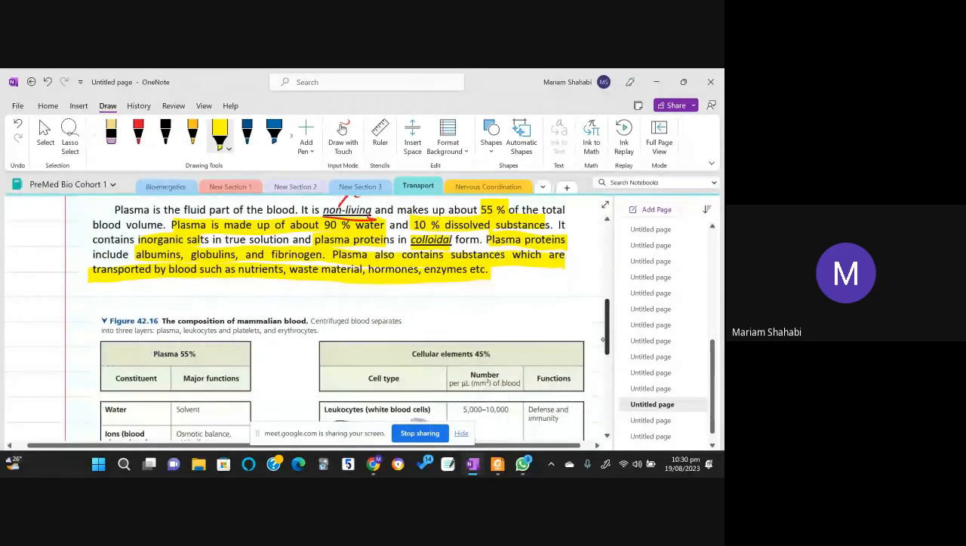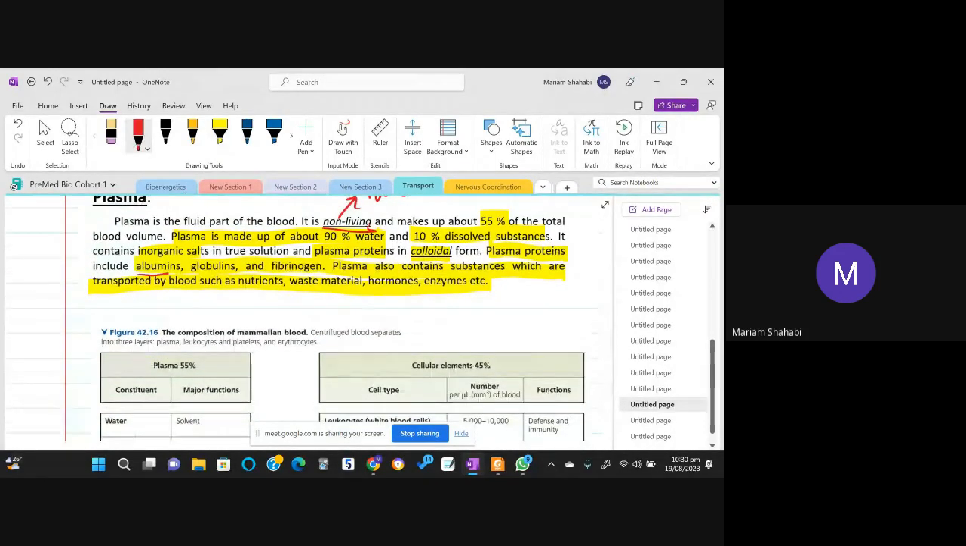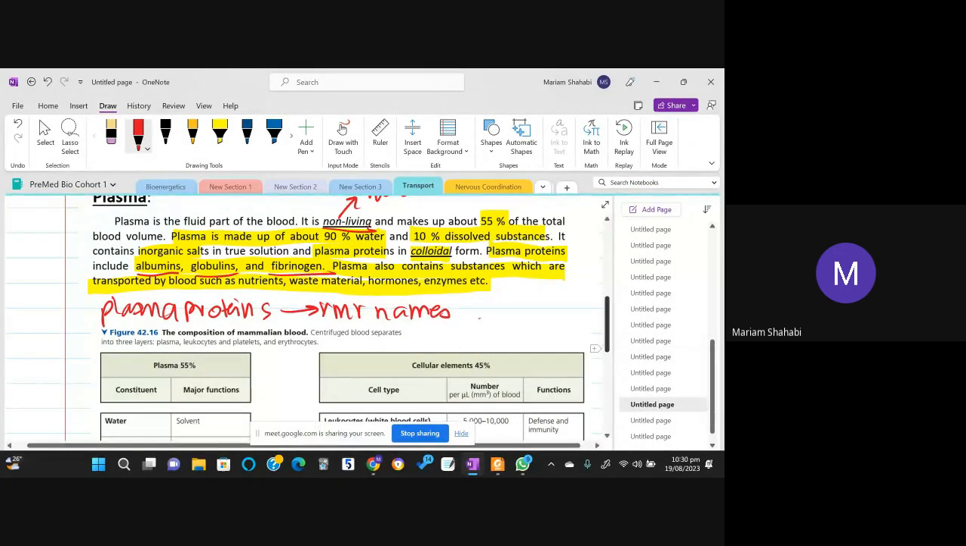Okay, that's like a basic overview. You can remember this. Albumins होते हैं, globulins होते हैं, fibrinogen. These are plasma proteins. You can remember their names. Okay.